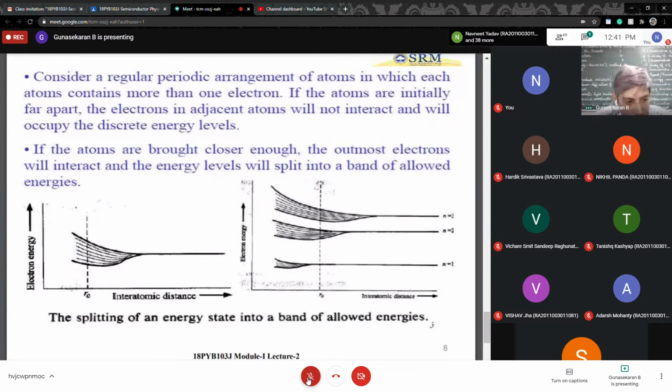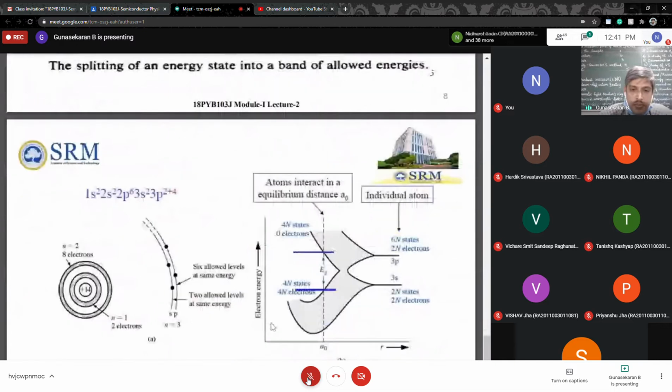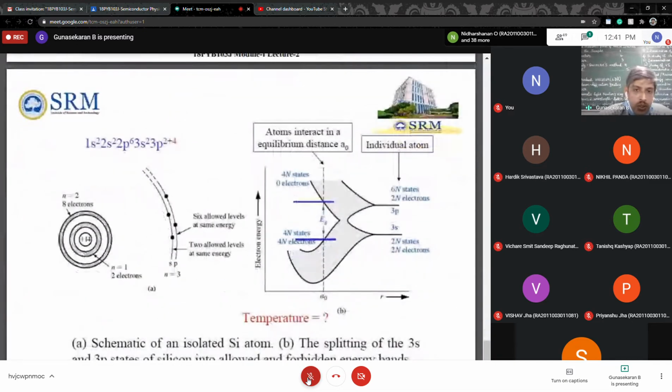So now the atoms come closer and closer. You see here that 1s2, 2s2, 2p6, then 3s2, 3p2. I think this 4 indicates the 4 more electrons it will require. See, for example, as they come closer and closer, definitely they will interact with the neighboring atoms.